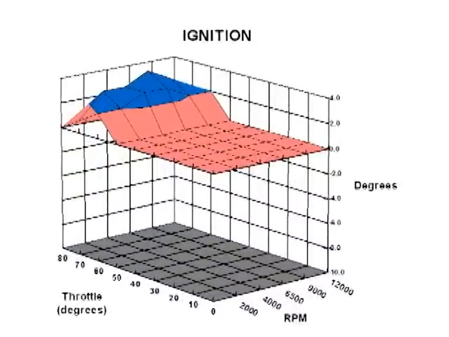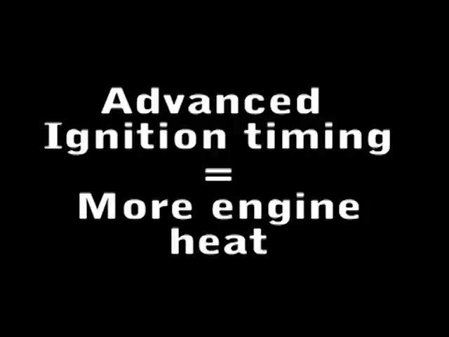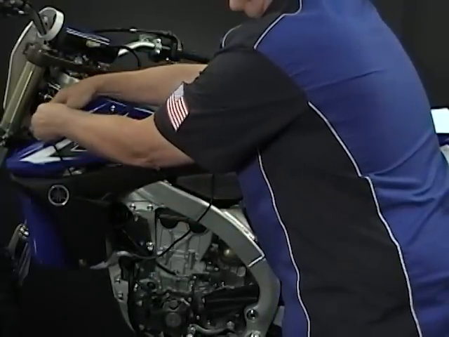Let's say, for example, the ignition timing at 4,000 RPM and 1/8 throttle opening is 12 degrees before top dead center. If we change this edit point to +2, the ignition timing would then be 14 degrees before top dead center. And if we set this point to -2, then the timing would be 10 degrees before top dead center. Remember, advanced ignition timing equals more engine heat, so be very careful with ignition changes. Let's edit a map and load it into the ECU.